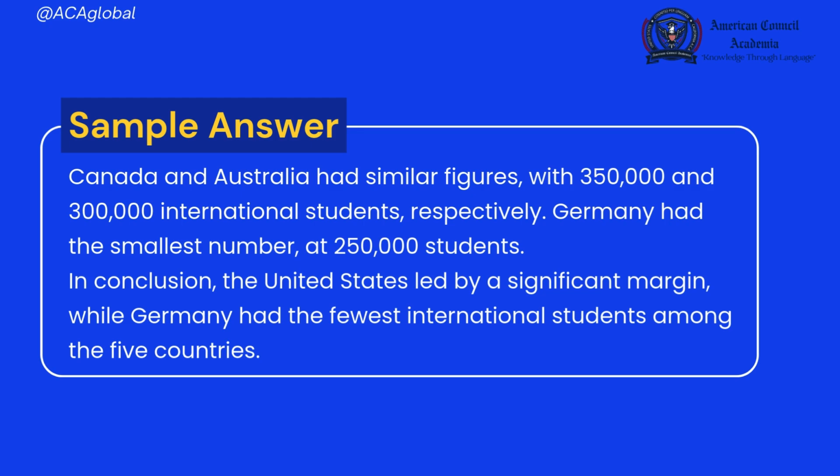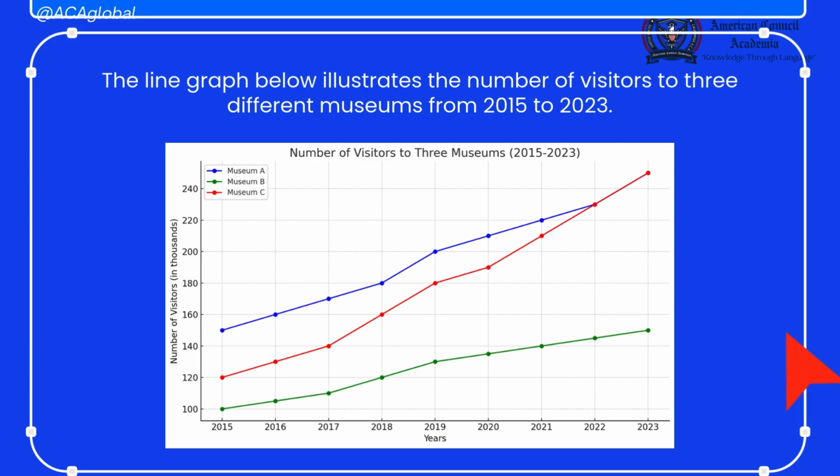Germany had the smallest number, at 250,000 students. In conclusion, the United States led by a significant margin, while Germany had the fewest international students among the 5 countries. Graph examples. The line graph below illustrates the number of visitors to 3 different museums from 2015 to 2023.